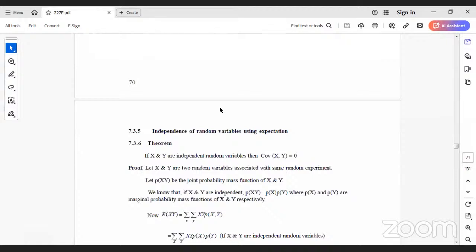Then we can prove one theorem here. Let x and y be two independent random variables. The covariance of x and y we are taking here. Therefore, if x and y are independent random variables, the covariance of x and y is 0. So what is the problem here that we are taking?